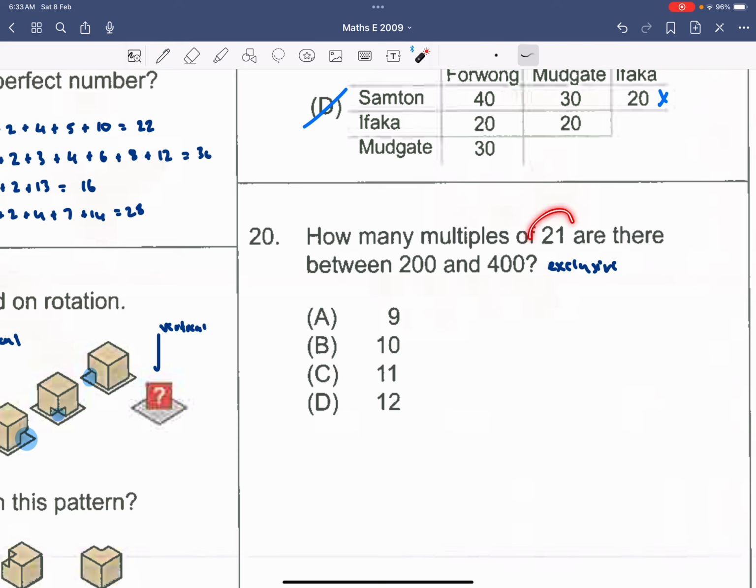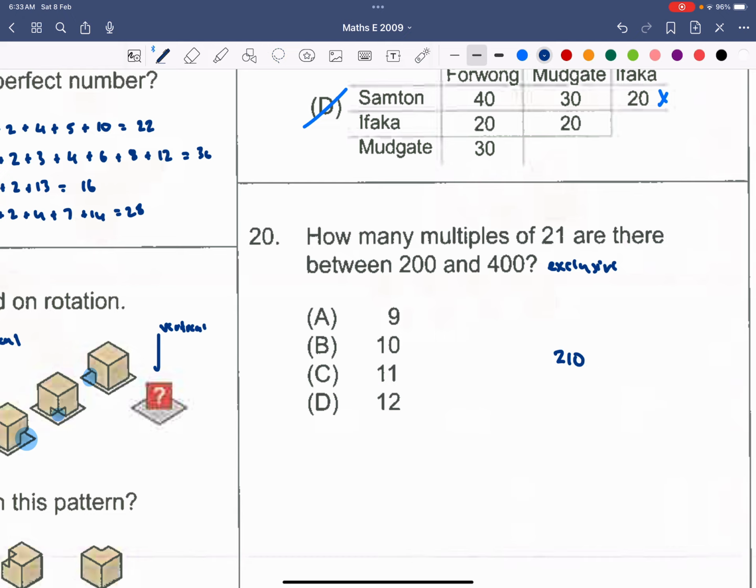Now, you're meant to just think, what's the multiple of 21 that's somewhere more than 200? And the easy one to realize is 210. 210 is definitely a multiple of 21. There is no doubt about it. That's 21 times 10. So we don't need to count them all. You need to be smart.